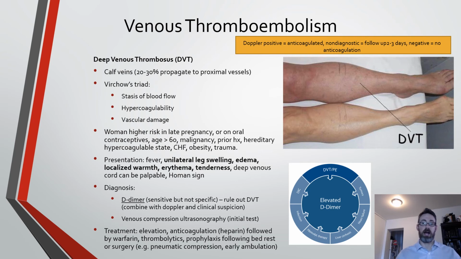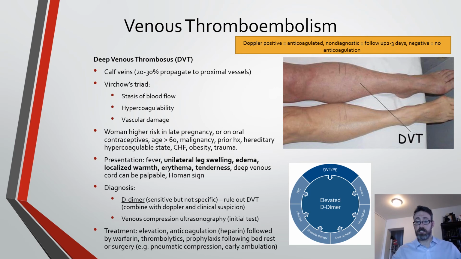Generally, women are higher risk if they're late in pregnancy or they're on an oral contraceptive. Anyone over the age of 60, malignancy is another one, prior history of a clot, hereditary hypercoagulable states like factor V Leiden, which I mentioned, congestive heart failure, obesity, trauma, and so on. There's many things that could predispose to this, including things like prolonged bed rest and so on.